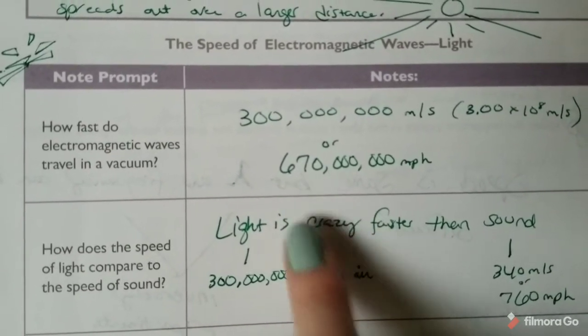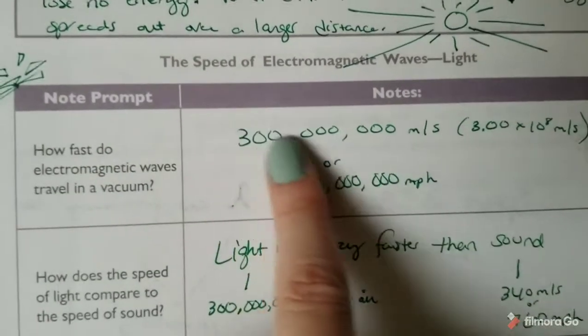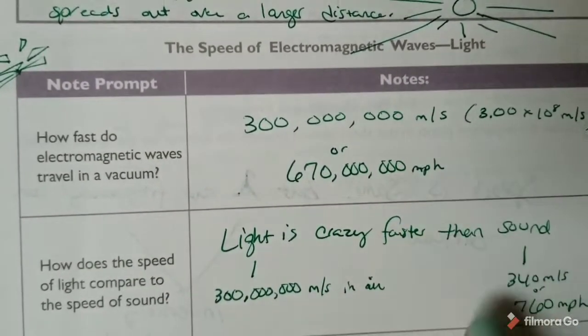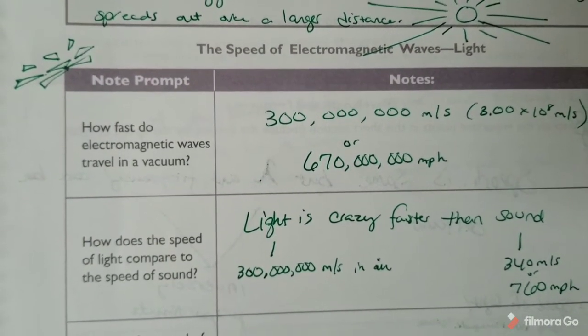This is 670 million miles per hour. What? Or this many meters per second: 300 million meters per second.